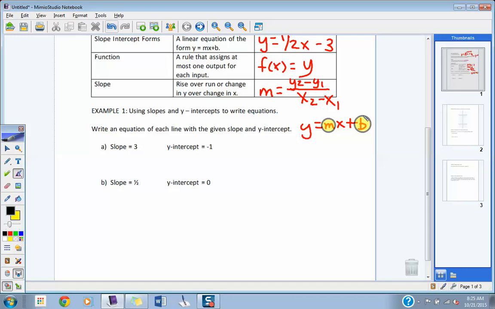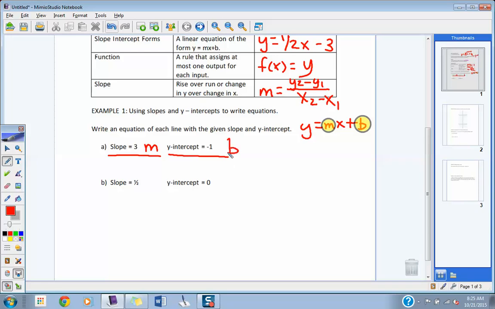I love these first examples. You know why? If I have to write an equation, what do you already know up here? The slope. That's slope. What variable are you going to plug that in for? It's going to take the place of m. This is my m value. How about the y-intercept being -1? B. That's your b value.